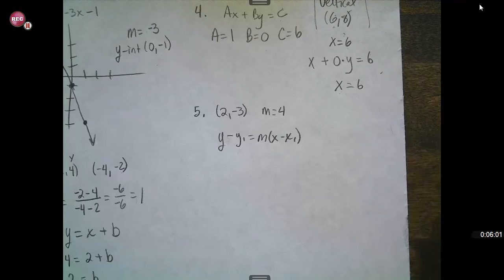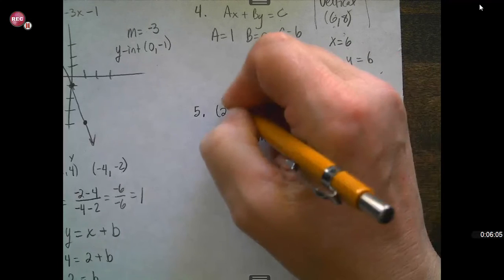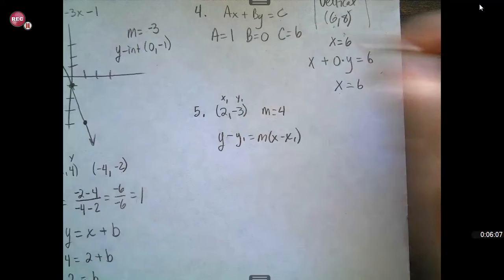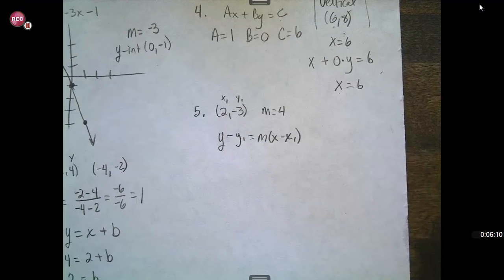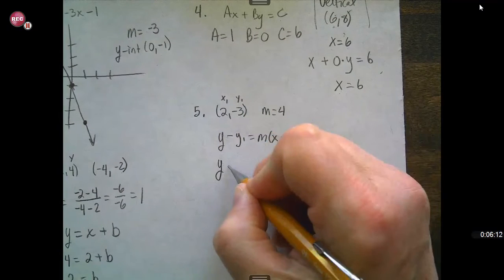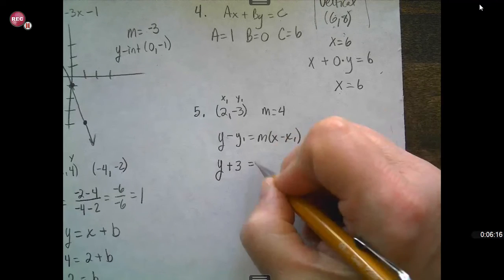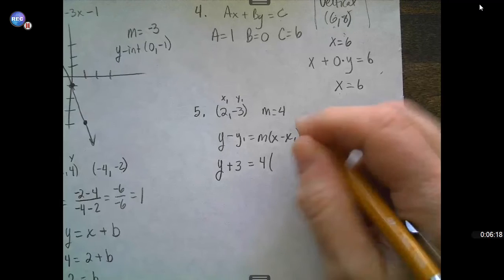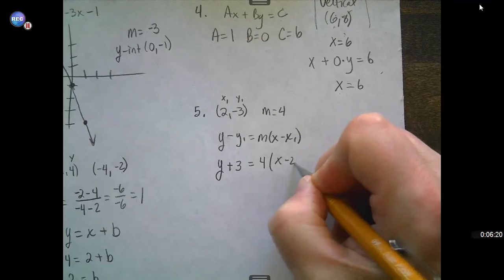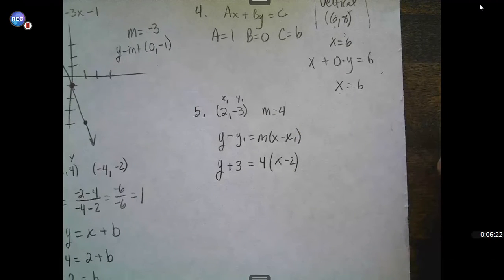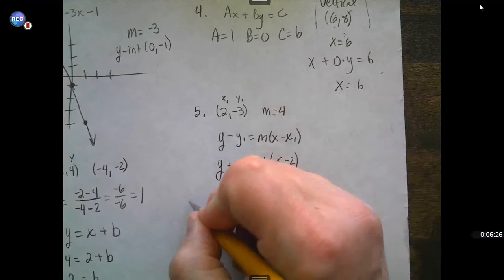So I plug in the point for x1 and y1, and I plug in 4 for the slope. So y minus negative 3 is y plus 3 equals the slope times the quantity x minus 2. And it wants my answer in point slope form, and there, by golly, there's my answer in point slope form.